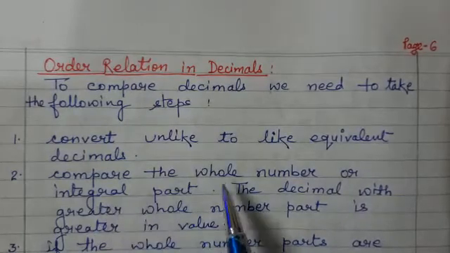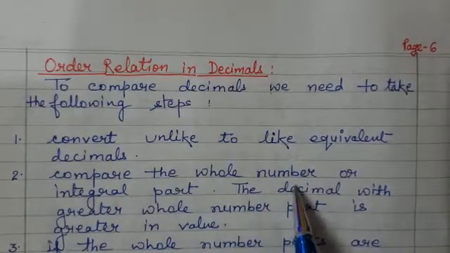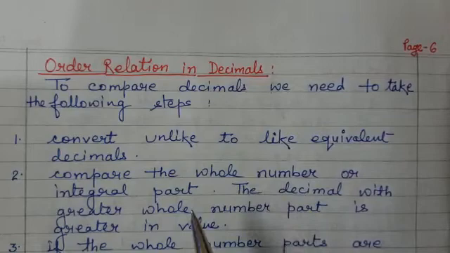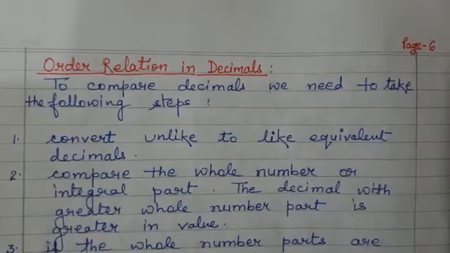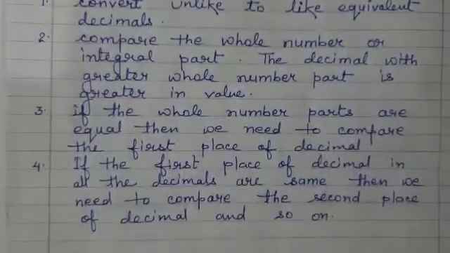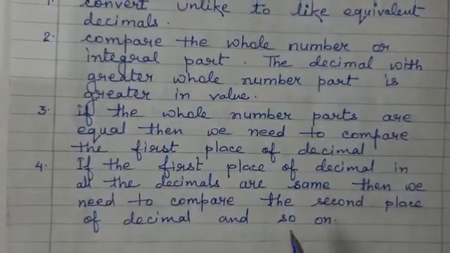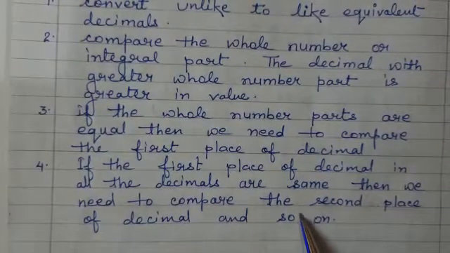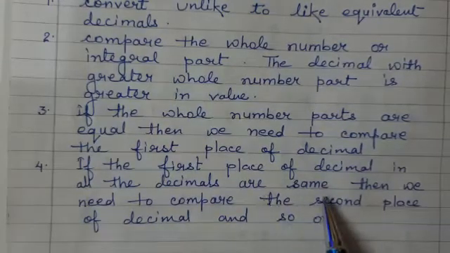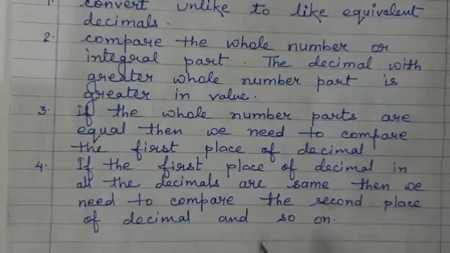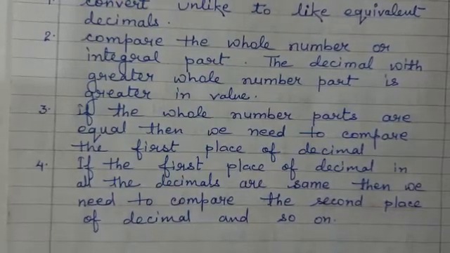Second step, we have to compare the whole number. If the whole number part is greater, then we can say the number is greater. Third step, if the whole number parts are equal, then we need to compare the first place of decimal. If the first place of decimal in all the decimals is the same, then we need to compare the second place of decimal and so on.